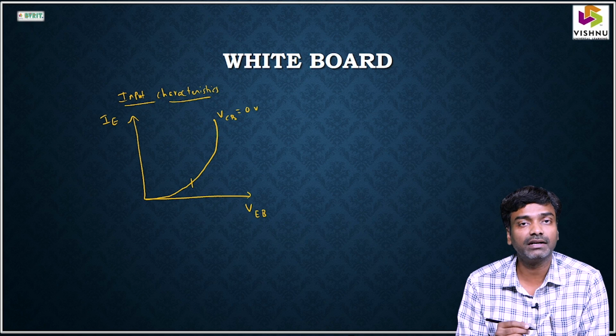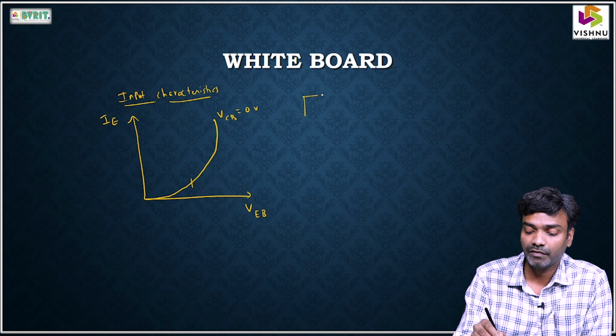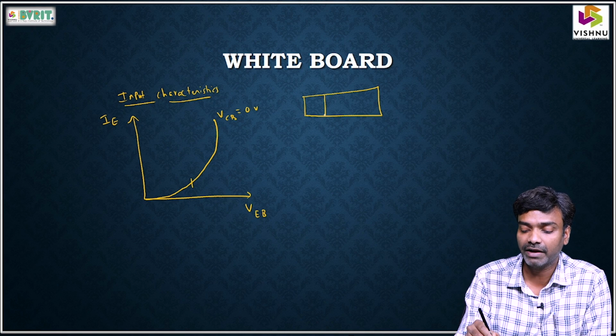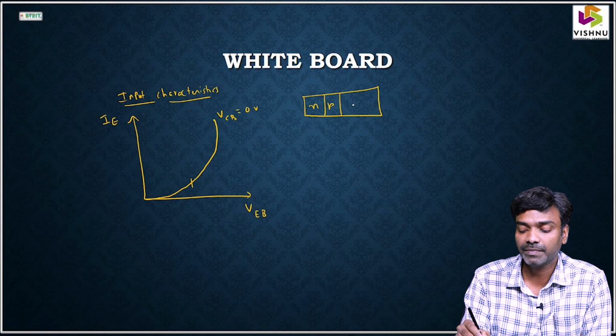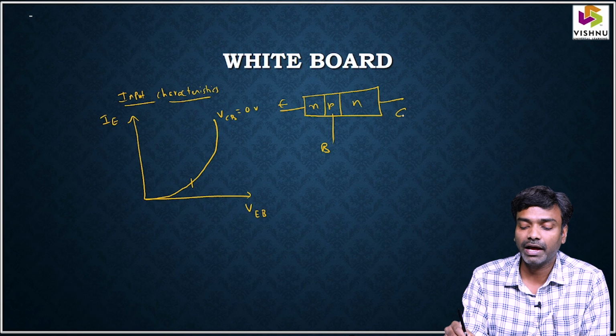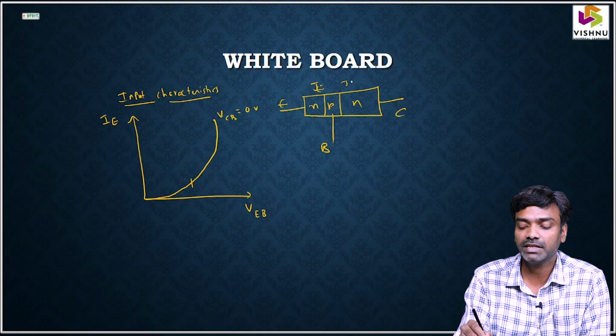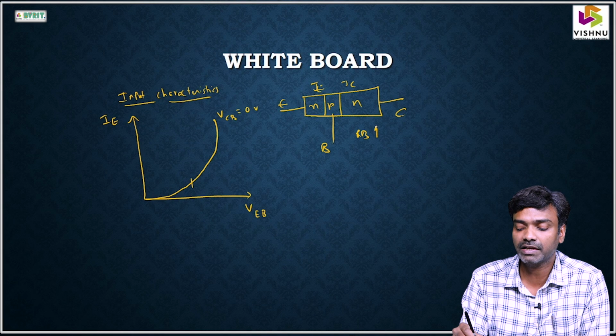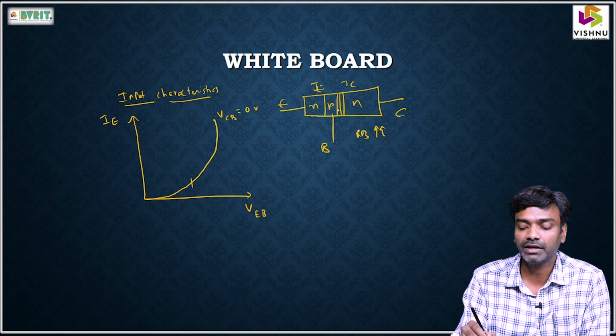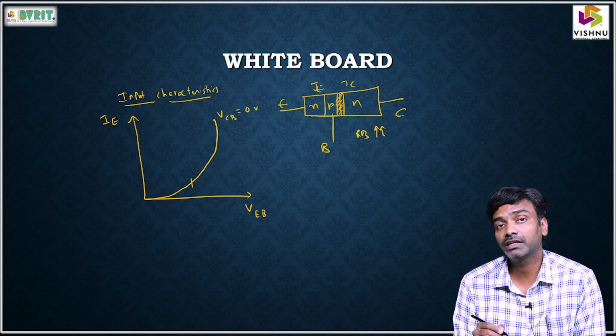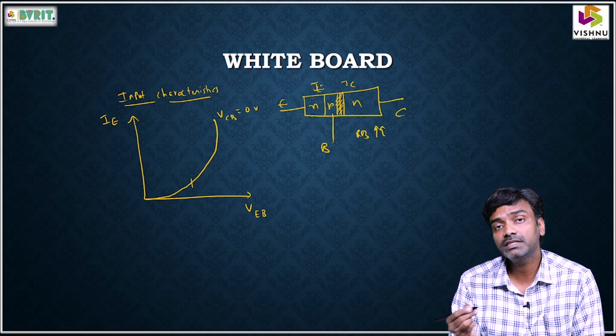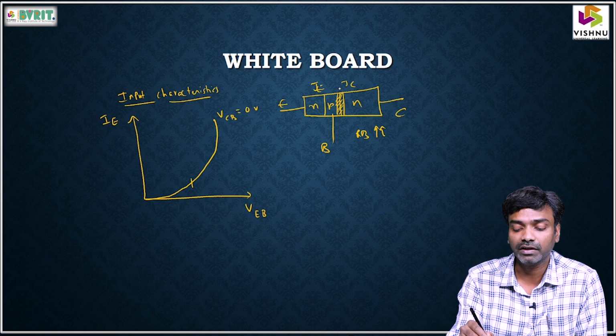When we increase the VCB voltage, what happens? We have the N, P, N, three semiconductors, emitter, base, collector, three terminals, and we have two junctions, JE and JC, where JC is reverse biased. When we increase the reverse bias voltage, the depletion region width at the collector junction will increase. This depletion region will try to penetrate towards the base region.